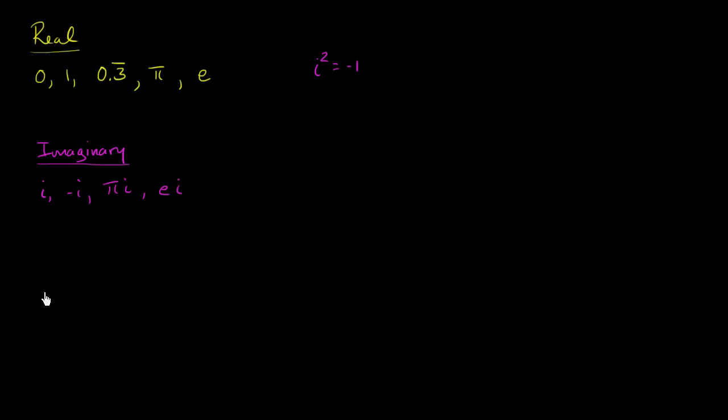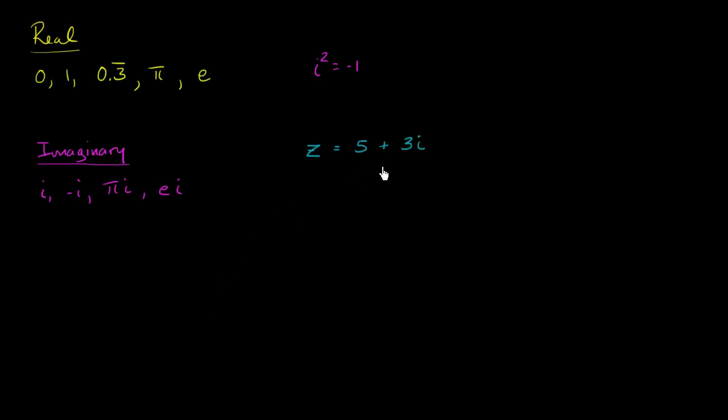So this might raise another interesting question. What if I combined imaginary and real numbers? What if I had numbers that were essentially sums or differences of real and imaginary numbers? For example, let's say I had a number I call z, and z tends to be the most used variable when we're talking about what I'm about to talk about, complex numbers. Let's say that z is equal to the real number 5 plus the imaginary number 3 times i.